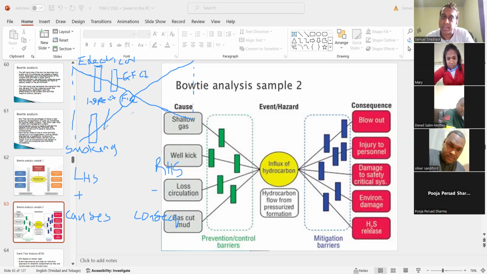That'll be one of the barriers. And tell me another way to prevent the worker from smoking. Policies. Right, I'll just put P there, right? So a no smoking policy was another way to prevent a worker from smoking.